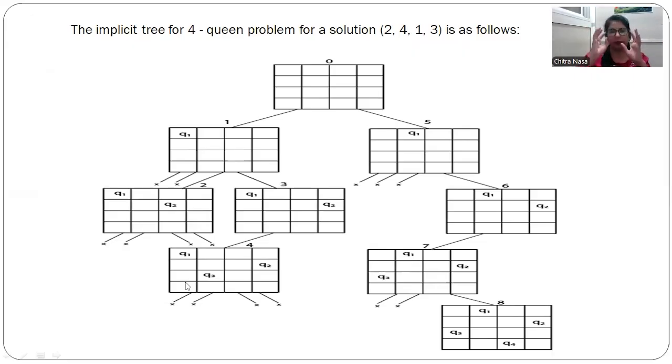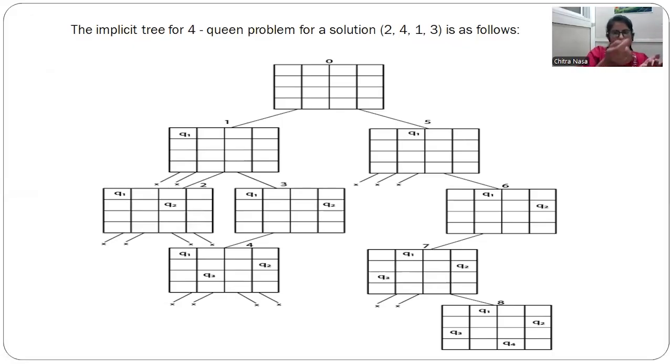Now it's a dead end here because it comes in the same column for the Q1 queen. For Q3, it comes in the same column. For this cell, it is going to come in the diagonal of Q3. This one is going to come in the same column of Q2. So the fourth queen we cannot place anywhere. Now what to do?